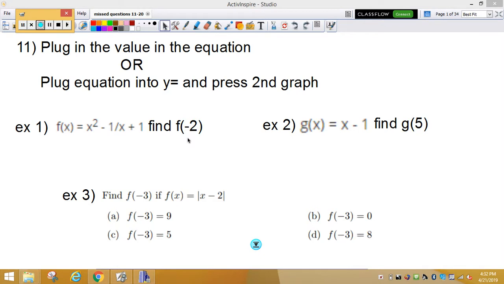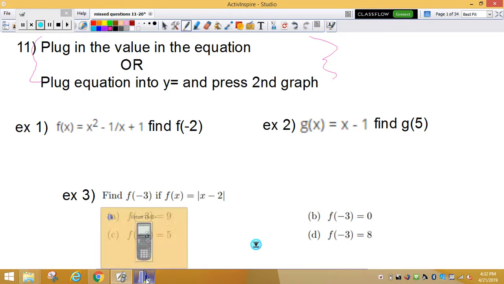If you missed number 11, you need to write down this top part. This is what you should have done to solve number 11. Pause it, write it down, and then we'll unpause it. Okay, so hopefully you wrote it down. What you should have done to solve number 11 is you have two options, actually. You could either just plug it in the equation, or you could put the equation into y equals and press second graph. That's kind of where I'm hoping your brain wants to go when you get to your EOC. Is let me just type it in my calculator and see if I can figure this out.